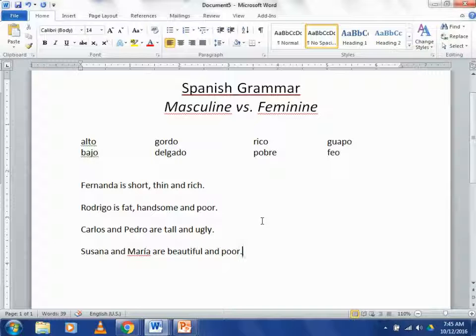This leads us to a format we'll be practicing here shortly as students start to learn adjectives, in which they translate sentences. So here we have some adjectives listed with their opposites. We have alto, tall, bajo, short, gordo, fat, delgado, thin, rico, rich, pobre, poor, guapo, handsome or beautiful, and feo, ugly. This is the way we will memorize adjectives with their opposites, since when people see someone or something, they generally think of the two polar opposites to describe a certain physical aspect of them. So I think it will help students to learn them together.